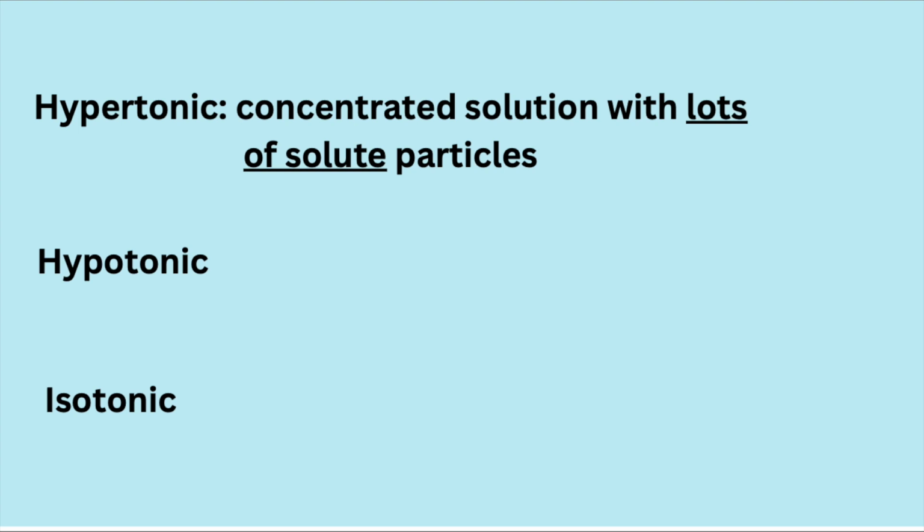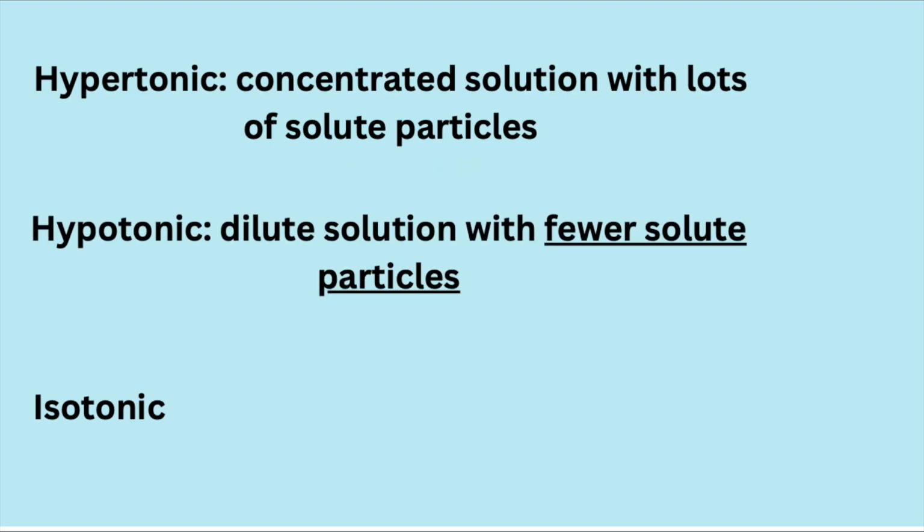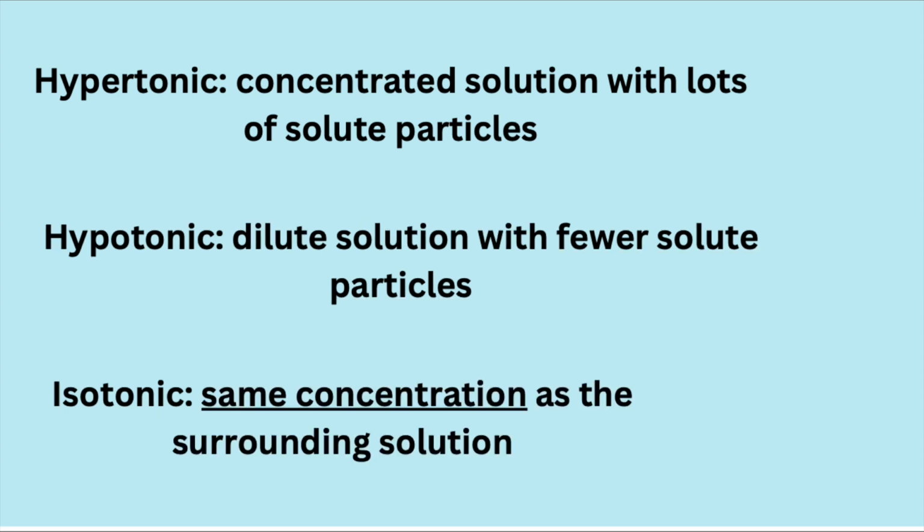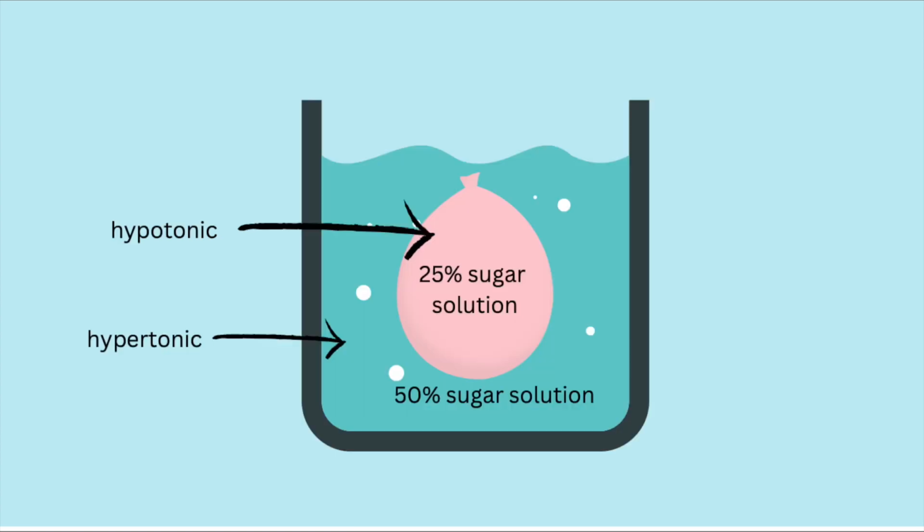Hypertonic refers to a really concentrated solution. Hyper means to have too much of something. In this case, it would be too many solute particles like those of sugar or salt. Hypotonic refers to a dilute solution. Hypo means to have less of something. A hypotonic solution has less solute particles. And an isotonic solution has equal amounts of solute particles as compared to the solution around it. In our example earlier, the 25% sugar solution would be hypotonic and the 50% sugar solution would be hypertonic.